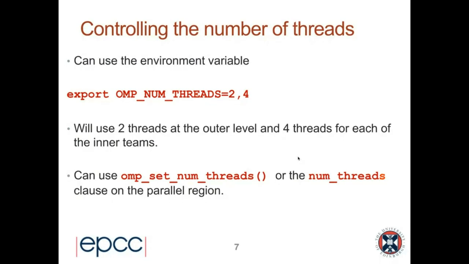So let's now look at how we can control the number of threads. There are several different possibilities here. The simplest one is just to use the environment variable OMP num threads, which we've so far used just to set a single value to control the number of threads in the top level parallel regions. That actually can take a comma separated list, which says how many threads to use at the different levels of parallelism. So if I set OMP num threads equal to 2, 4, that will use 2 threads at the outer level and 4 threads for each of the inner teams. That will do the trick for the example that I showed on the previous slide, where I wanted 2 threads at the outer level, one to execute one loop, the other to execute the other loop, and then a total of 4 threads in each of the inner parallel regions.